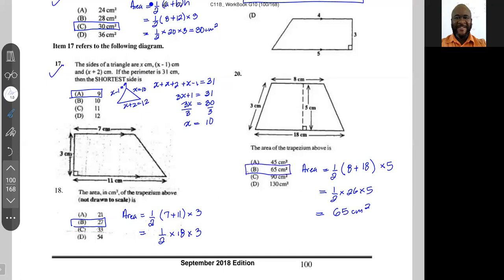All right, so we're moving down nicely. Let's turn the page and do some more questions.